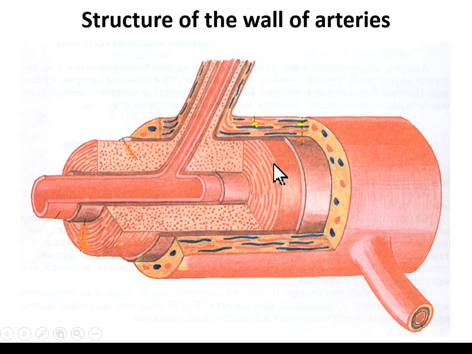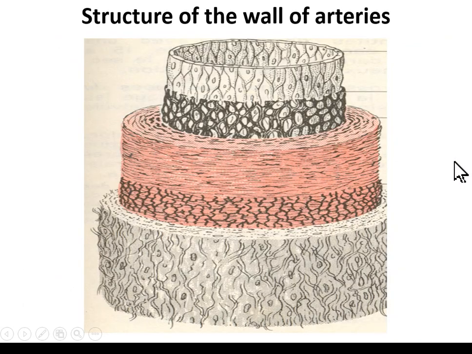Here on this picture we can see the structure of the wall of the arteries. The inner layer is endothelium, in pink color, then the muscular layer, and in yellow, this is adventitia. The structure of the wall of the artery. This is a transverse section of the artery. We can see the endothelium, muscular layer in the middle, and adventitia.